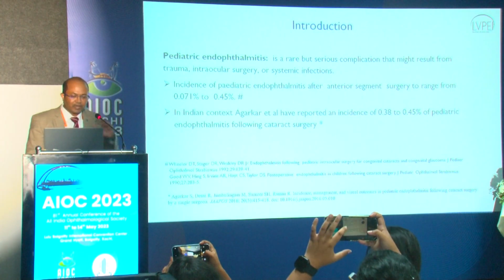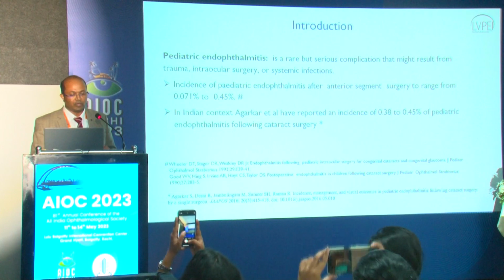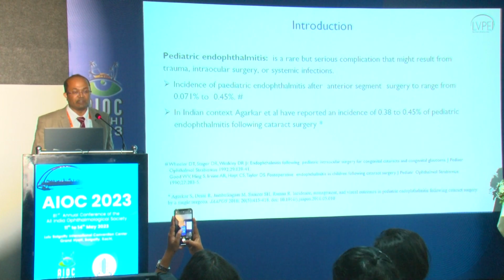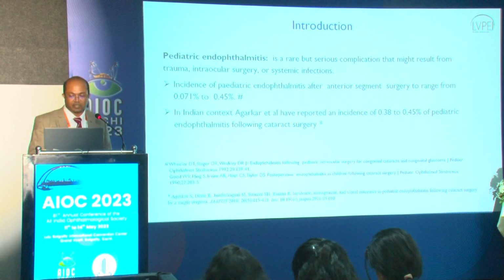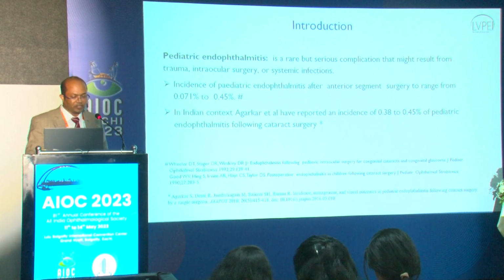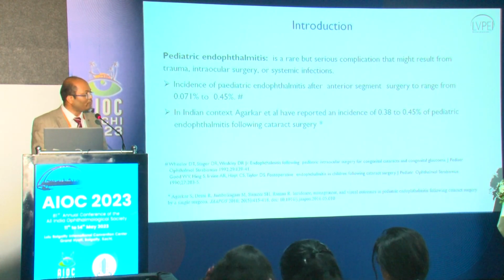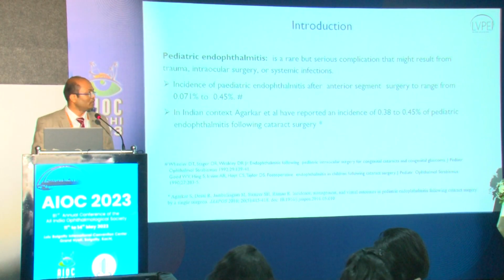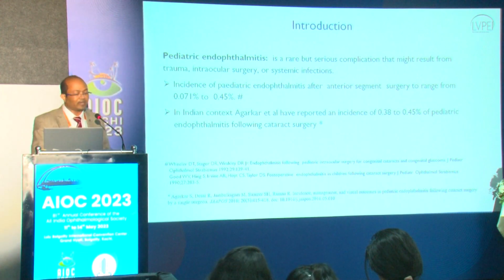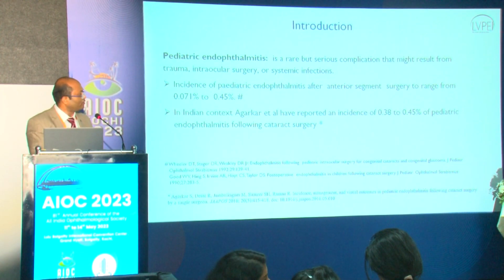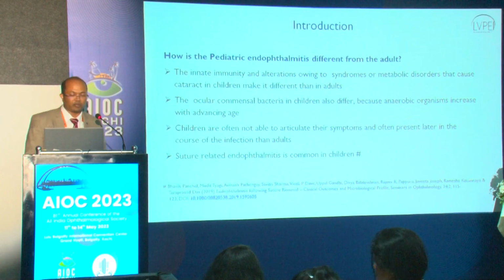Pediatric endophthalmitis is a rare but serious complication that might result from trauma, intraocular surgery, and systemic infection. The incidence of pediatric endophthalmitis after anterior segment surgery has quite a varied range. In the Indian context, Agarkar et al. have the only publication which talks about the incidence, which ranges from 0.38 to 0.45% of pediatric endophthalmitis exclusively following pediatric cataract surgery.